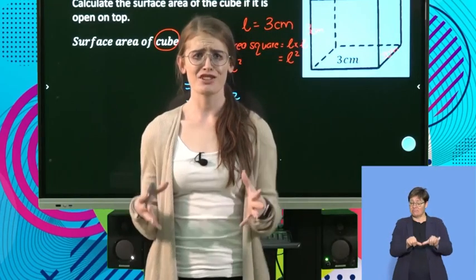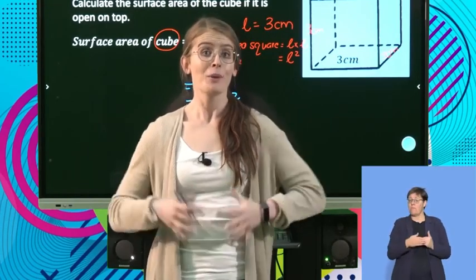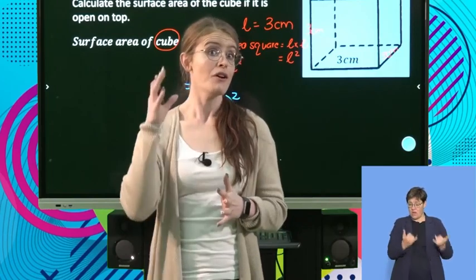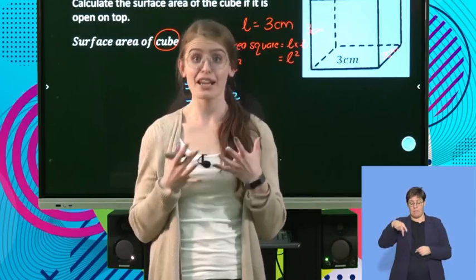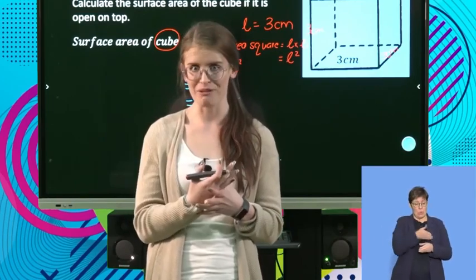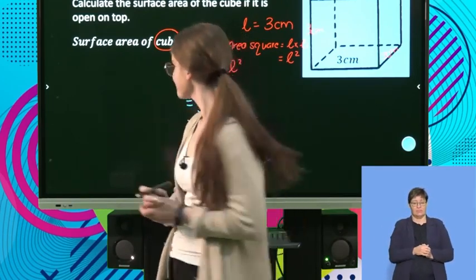Great, guys. Thank you so much for sticking with me this far. We're going to look at one more example for now, and this example is going to be a rectangular prism that's open on top. Let's go to the board.